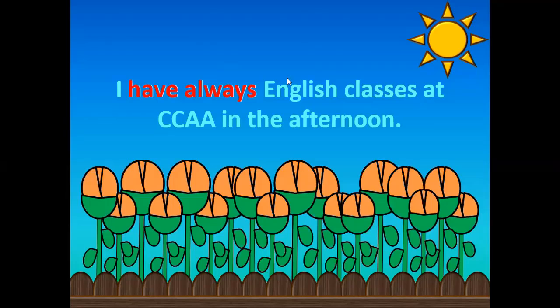So Mustajab, we need to put this somewhere. This adverb needs to go somewhere. Okay, sir, then we should use it. I have English classes at CCA always in the afternoon. Okay, you are saying put the always here, after CCA. You are going to take this and put it here. No, it's again the wrong place. Let me give you one more chance.